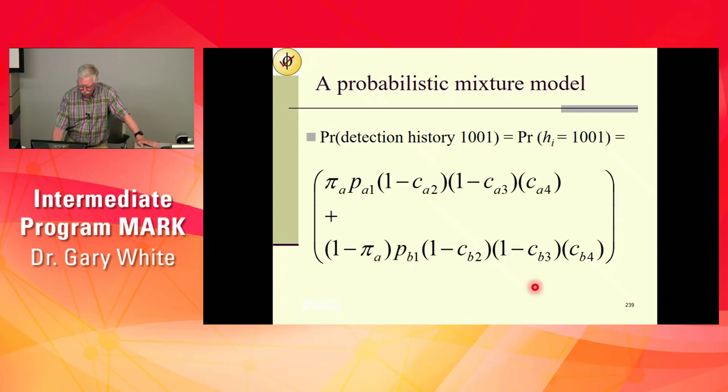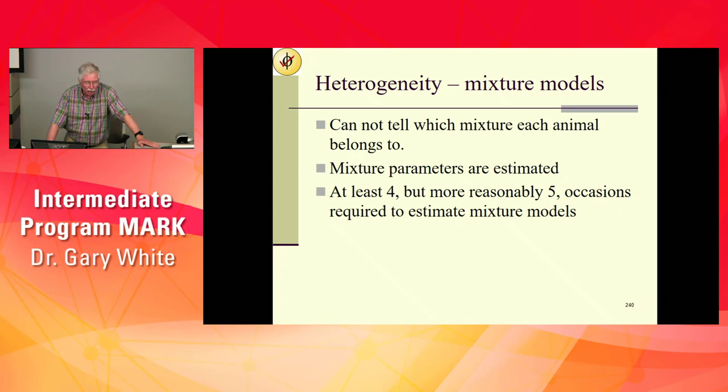Now, key things about them, you can't tell what mixture each animal belongs to. You just have a probability that an animal, and you might be able to model pi as a function of individual covariates. I don't think I've ever seen that very well done or successfully done, but it seems like you should be able to. You just estimate this mixture probability, pi, and you're saying that probability of animals in mixture A is this, and probability of B is that. And that's about all you can say.